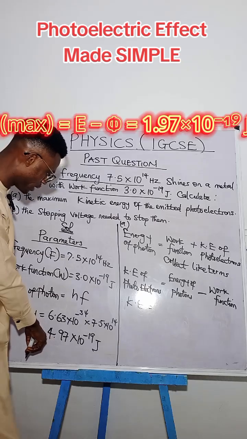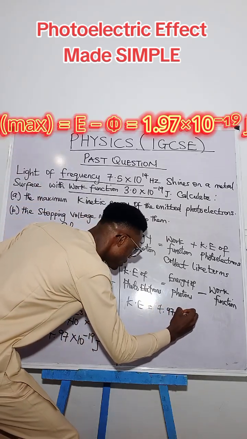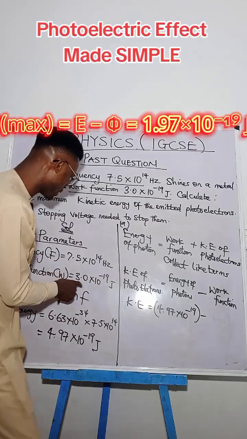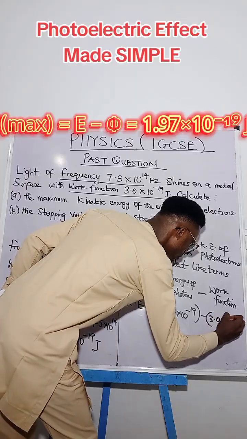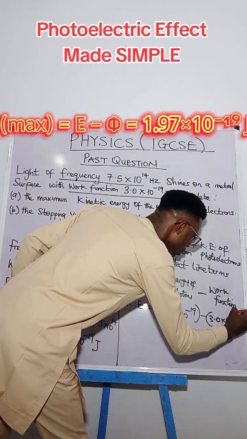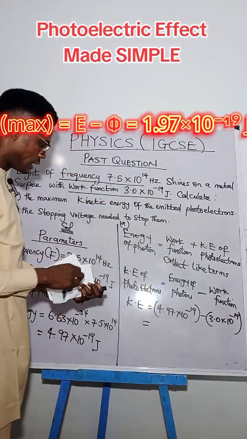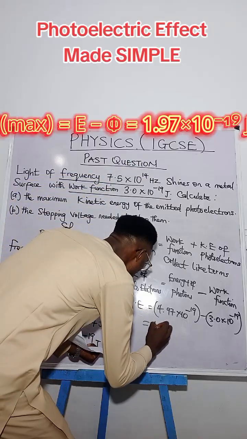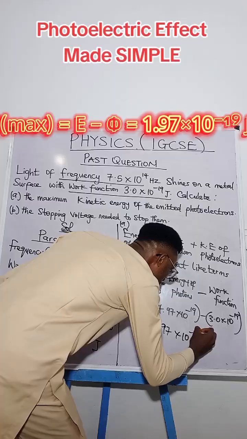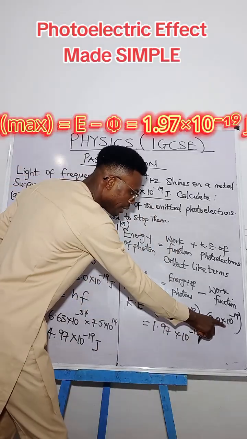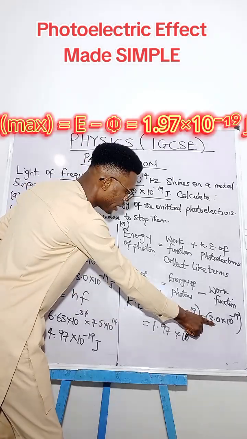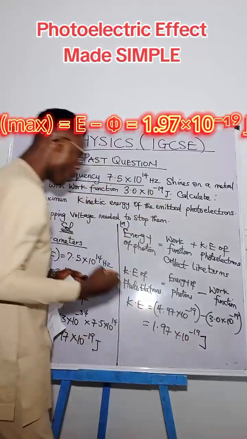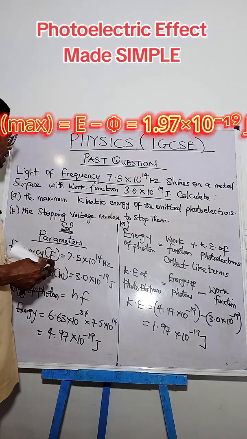The energy of photon, already calculated, 4.97 times 10 to the power minus 19. What's the work function given in the question? 3.0 times 10 to the power minus 19. If you do that with your calculator very well, you discover that the kinetic energy equals 1.97 times 10 to the power minus 19. Since both powers are the same, minus 19, you subtract the whole numbers. So 4.97 minus 3 gives you 1.97 times 10 to the power minus 19 joules. So the kinetic energy is 1.97 times 10 to the power minus 19 joule.